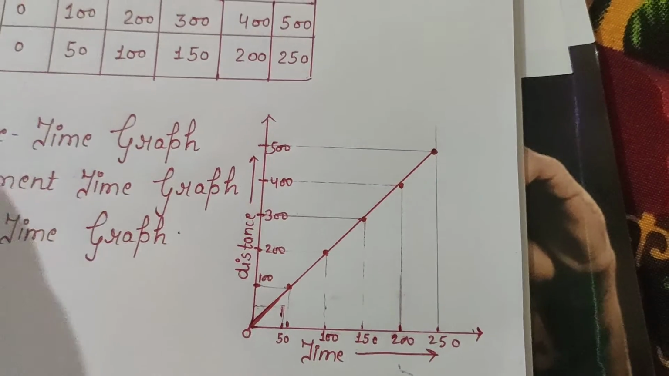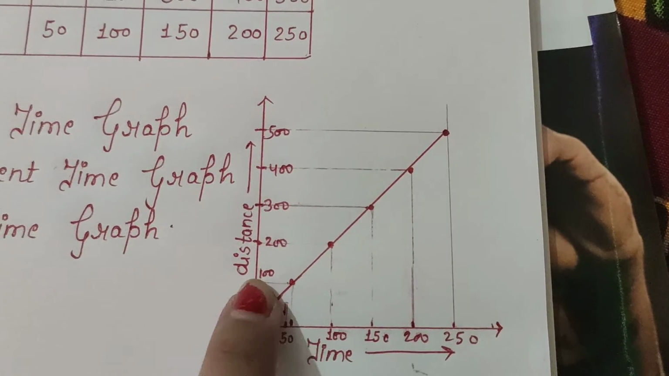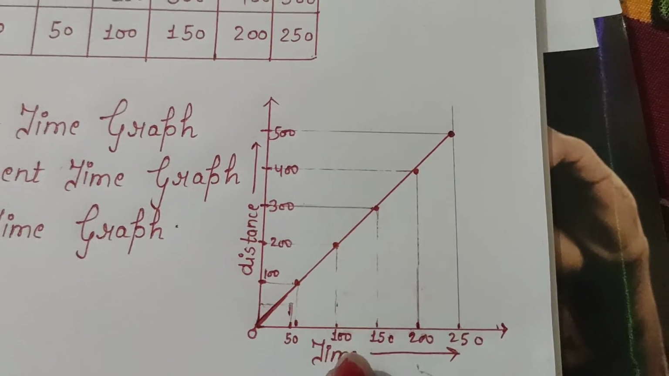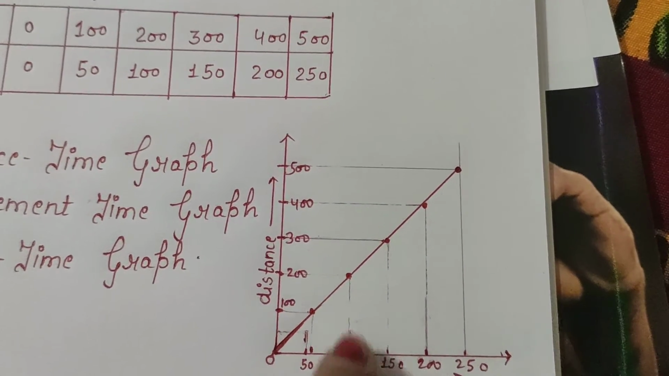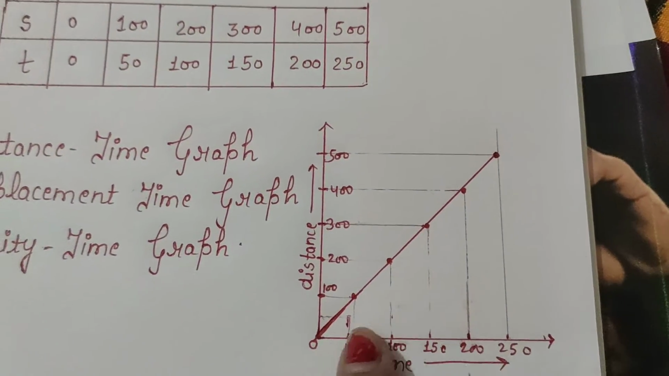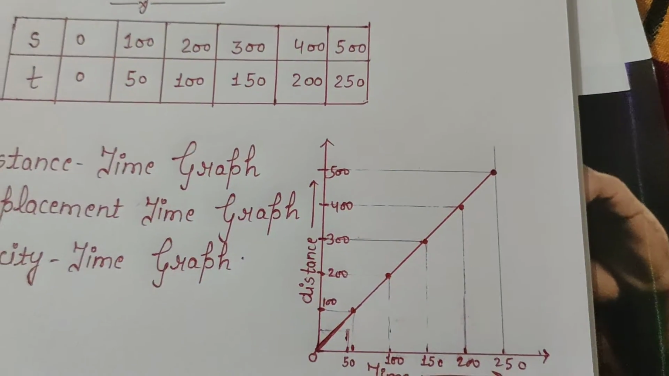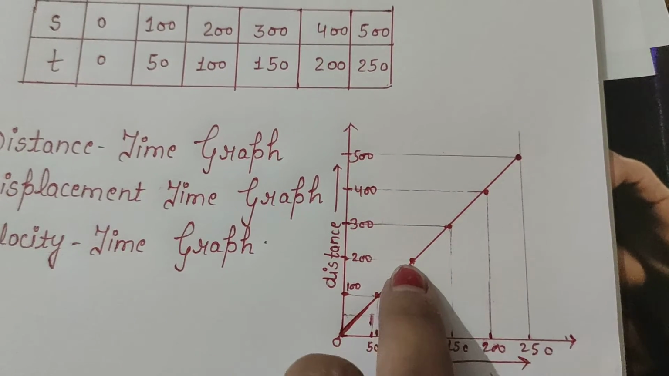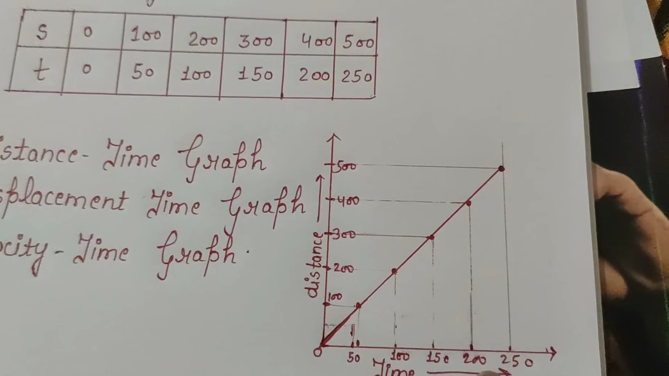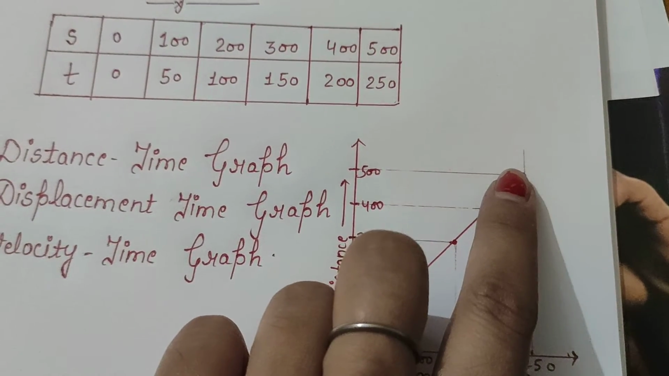So here, in the table, for the first 50 seconds I have covered the distance 100. So just in front of the 50, plot a point at 100. Corresponding to 50 seconds, we have 100. Corresponding to 100, we have 200. Similarly, corresponding to 150, we have 300, corresponding to 200, we have 400, and for the last, corresponding to 250, we have 500.